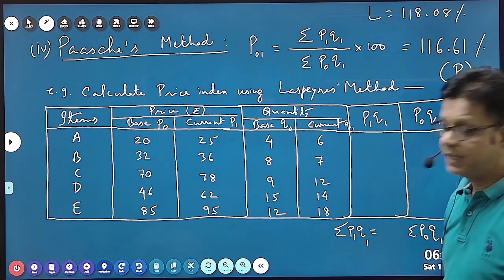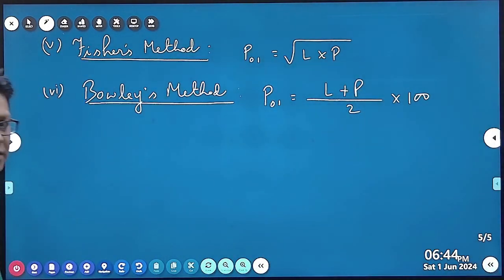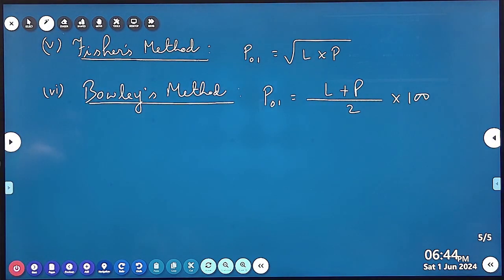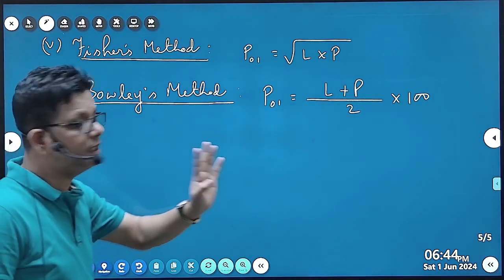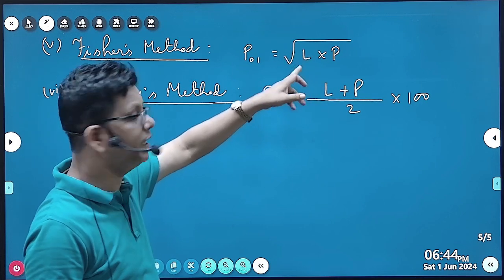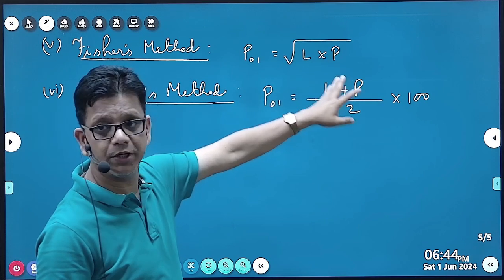Now, these two mathematicians did not actually derive their own formula. They just took the help of the previous formulas or previous methods, and only their methods are used. So first one, Fisher's method. What he did, he just took the geometric mean of those two answers. Geometric mean we have already explained. So just the square root of their product.